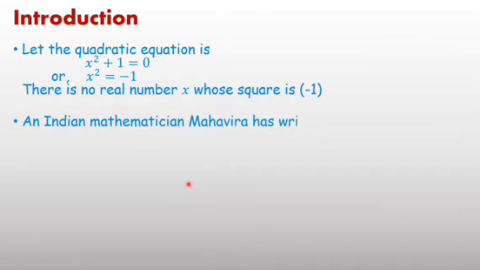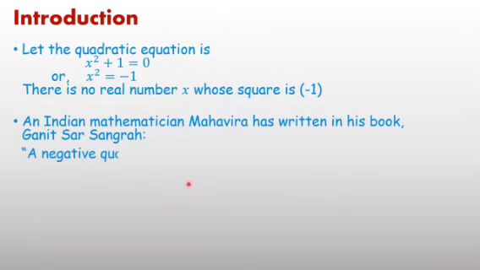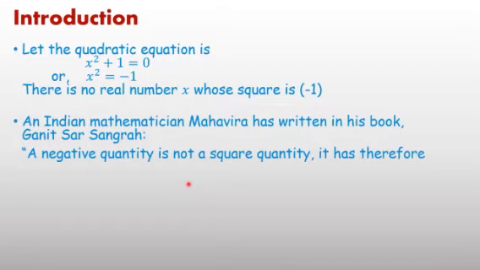Earlier, the Indian mathematician Mahavira also wrote in his book, named Ganit Saar Sangrah, that a negative quantity is not a square of a quantity. It has therefore no square root. If any negative quantity is given, it is not a square quantity. A square quantity always means a positive quantity.